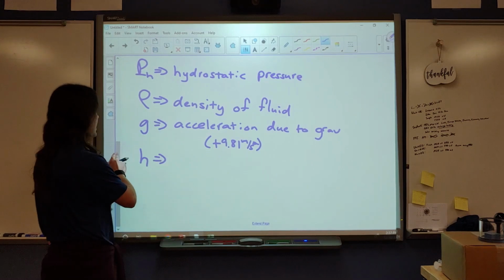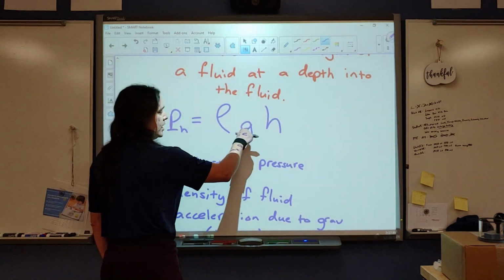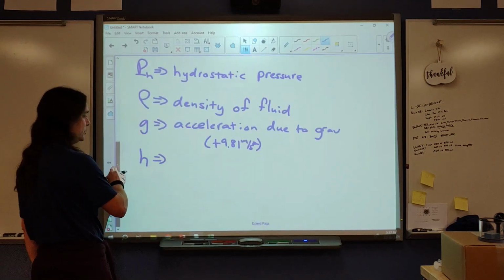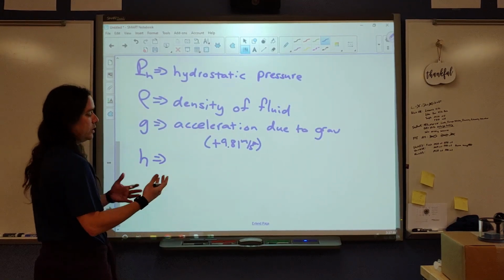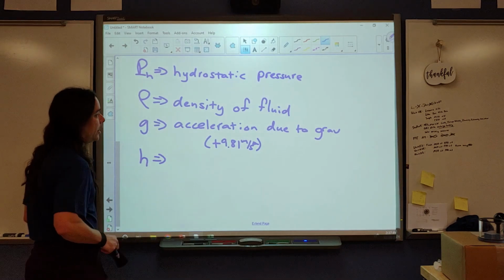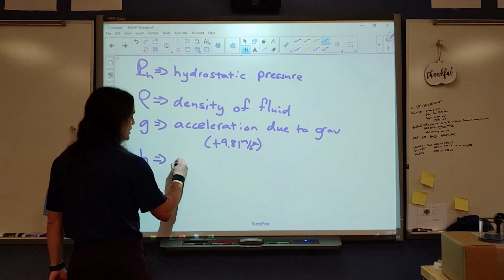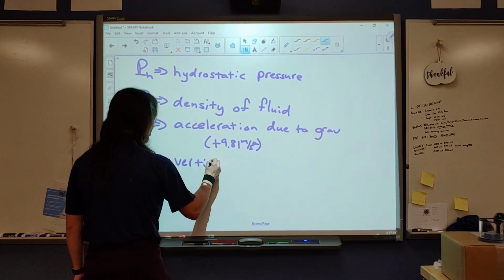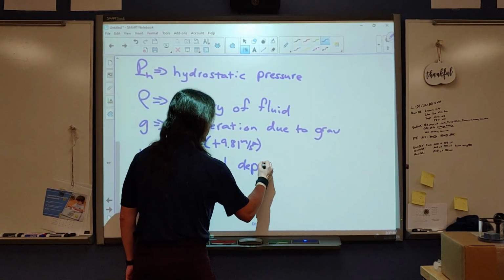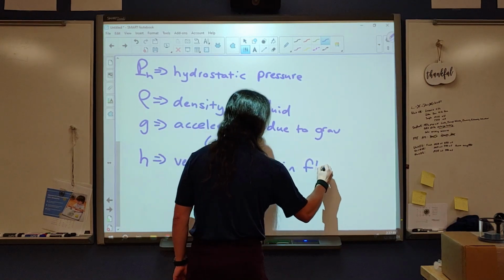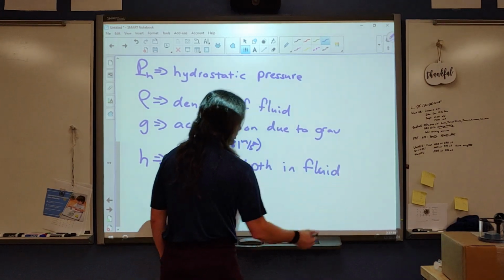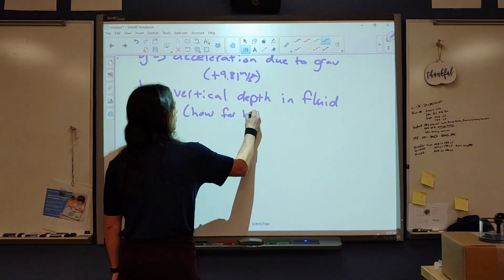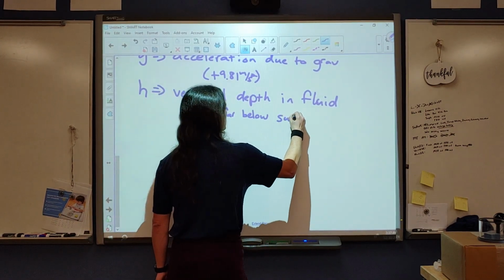And as a reminder, in every one of our equations, any equation that has little g, you always take the positive. We're taking the magnitude of the acceleration because we'll keep track of direction appropriately another way. In this case, h is vertical depth. We'll go ahead and put vertical depth in the fluid. Basically, how far below the surface.